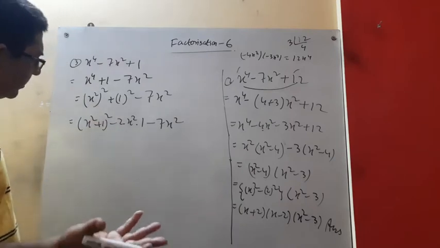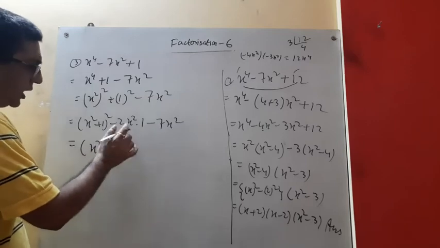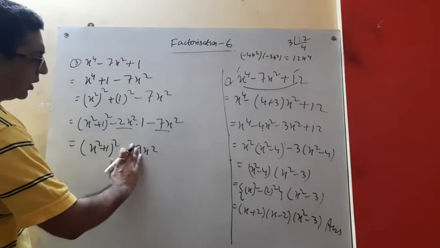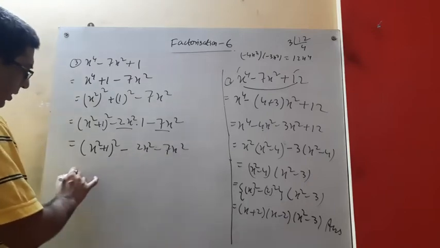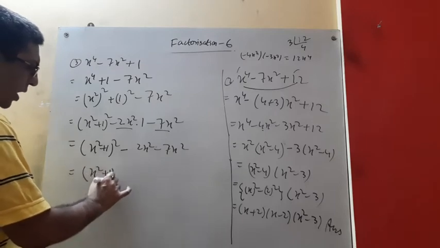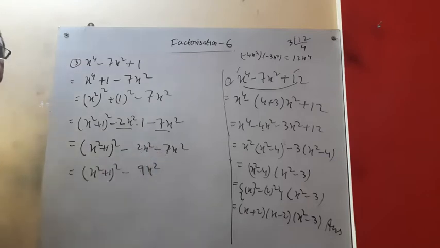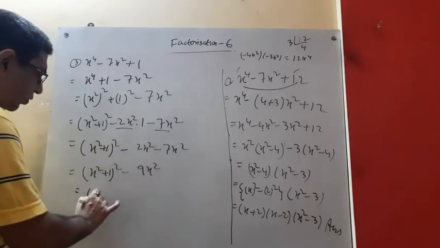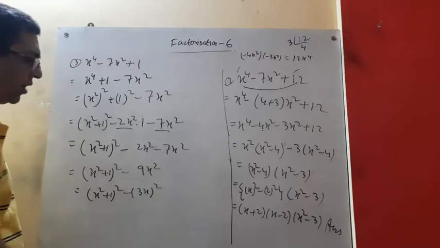Then is there any difference? Yes, it makes the difference. Look, x square plus 1 whole square, minus 2x square minus 7x square. Adding these two terms we get minus 9x square. So x square plus 1 whole square minus 9x square. Look, this is a perfect square. This is also a perfect square, isn't it? So x square plus 1 whole square minus 3x whole square we can write.